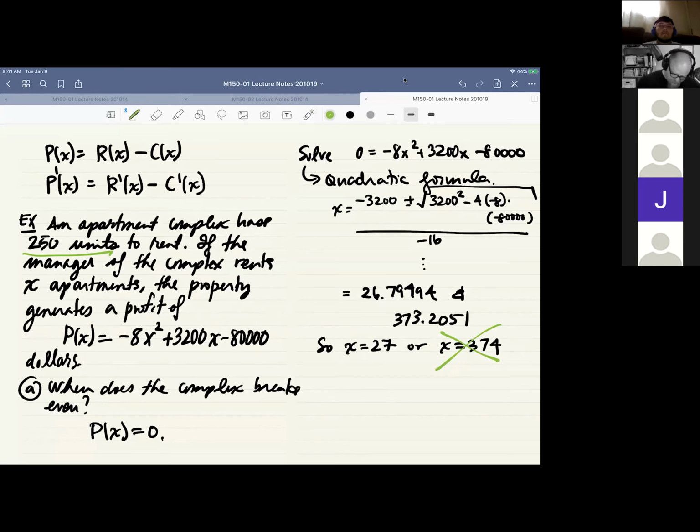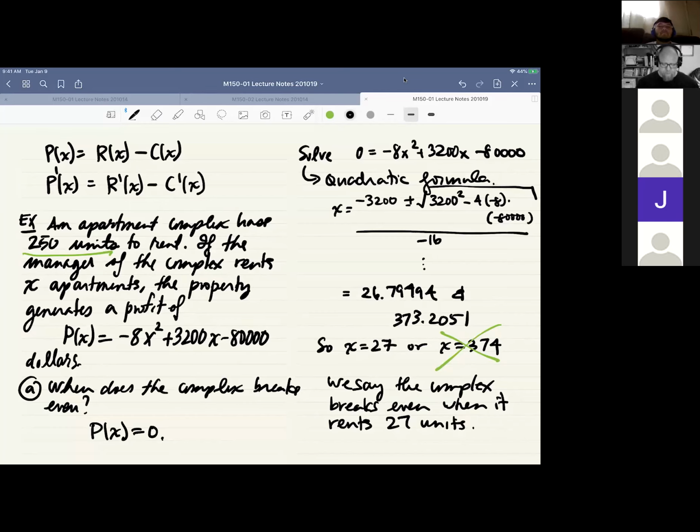So we can say the complex breaks even when it rents 27 units. So the next question we want to ask is, what's the marginal profit for renting a unit?